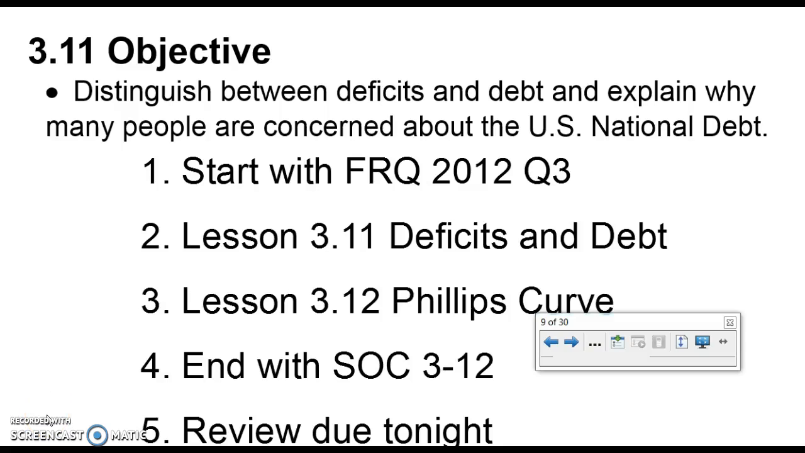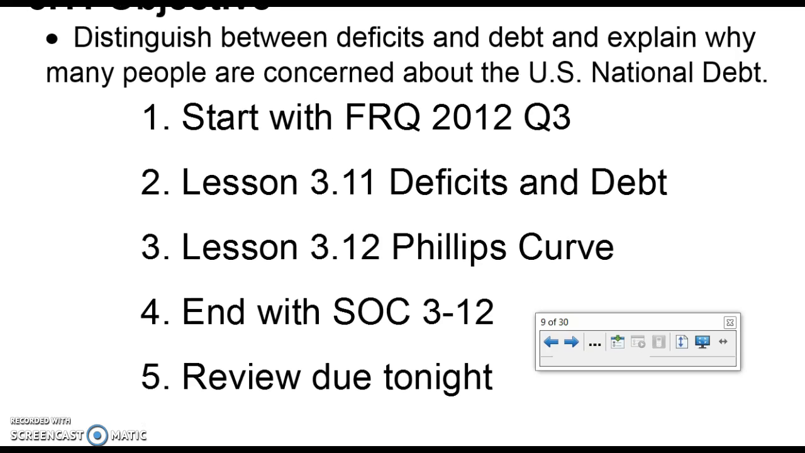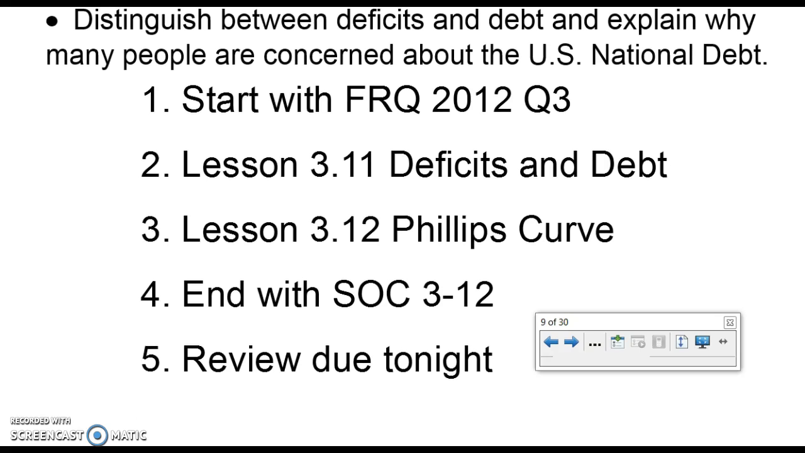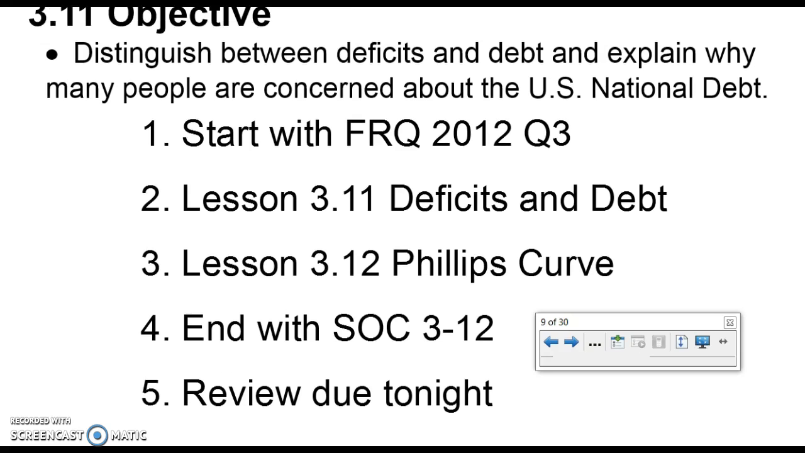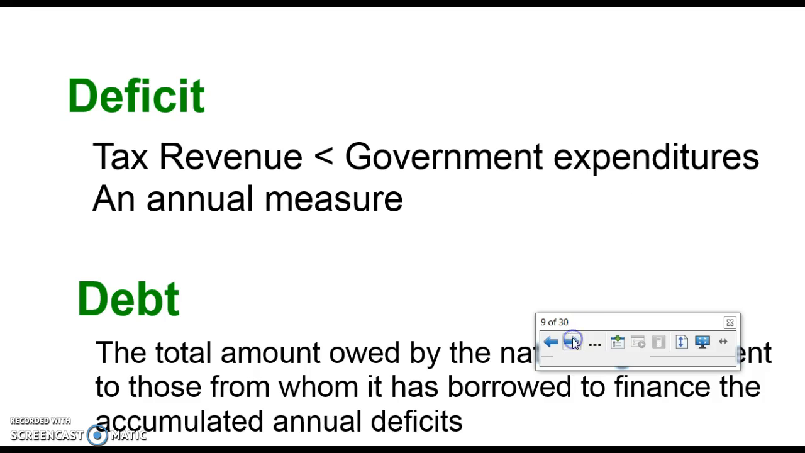So today's lesson, because we have 2 hours together, is going to be 311 and 312. So you probably already started with FRQ 2012, question number 3. Once you are done with that, then we're going to do this lesson, 311, on deficits and debt, and then you'll do 312 on the Phillips curve, and end with a Socrative quiz. The Unit 3 review is due tonight, so if you have extra time in the 2-hour time period, you should use the time to work on the Unit 3 review.